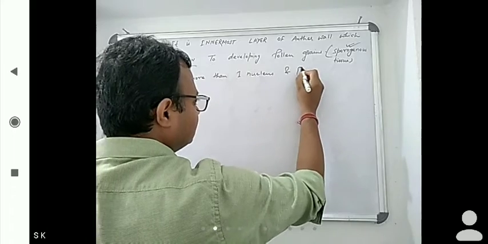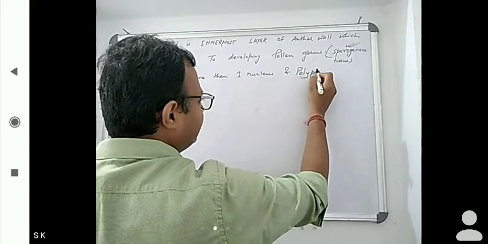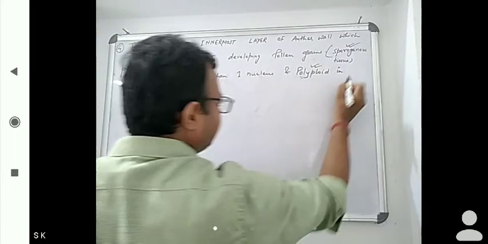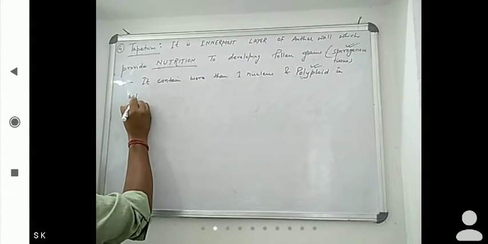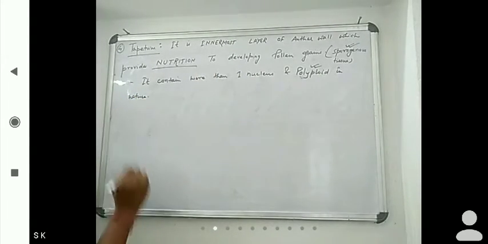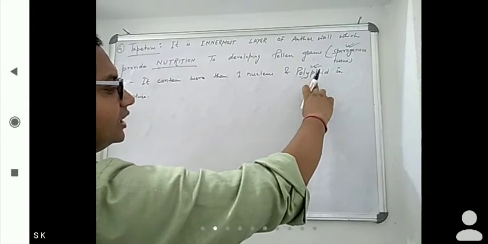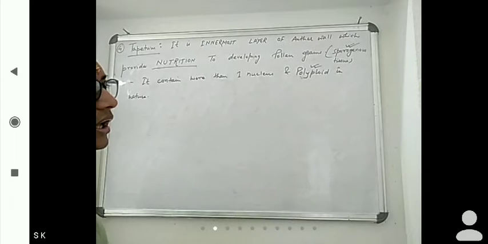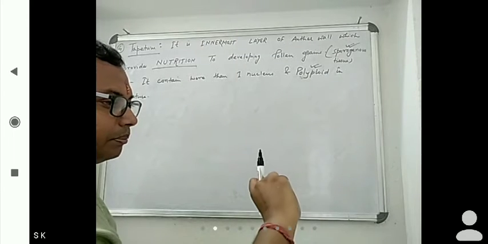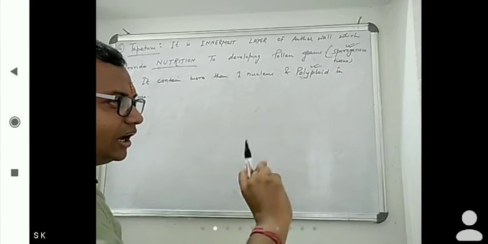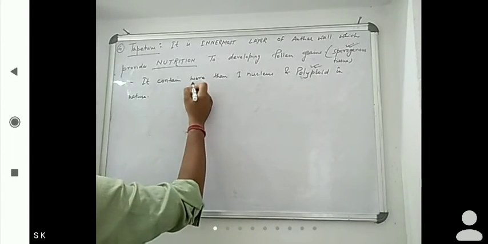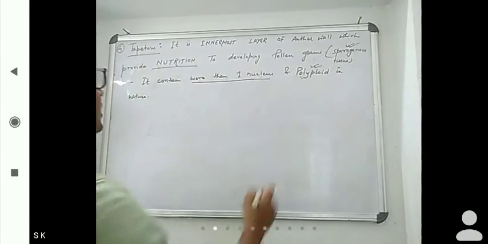Polyploid in nature. This word you have to remember. So polyploid means containing more than one nucleus which are doing what? Meristematic characteristics, means always growing, dividing and providing energy. Okay, and that's why it is having more than one nucleus.